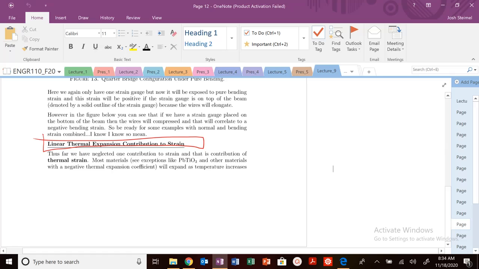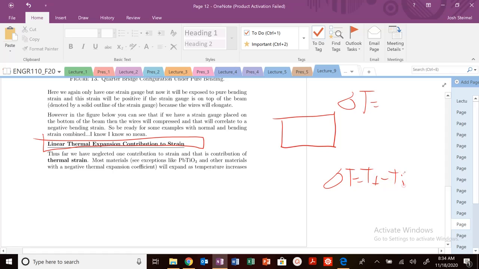We kind of neglected to consider this linear thermal expansion contribution and coefficient to strain. So what happens when we increase the temperature in our system to our material? If I have a piece of aluminum, and I have a change in temperature, where the change in temperature equals T final minus T initial, and that is 100K, for example, what's going to happen? Well, your material is going to tend to expand.